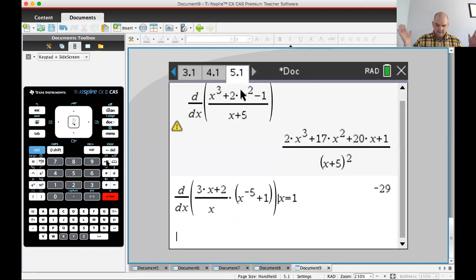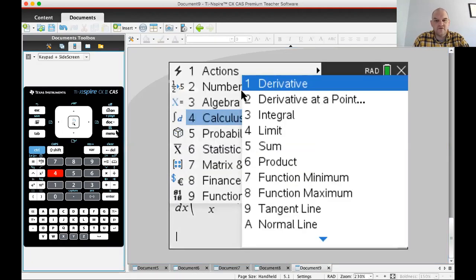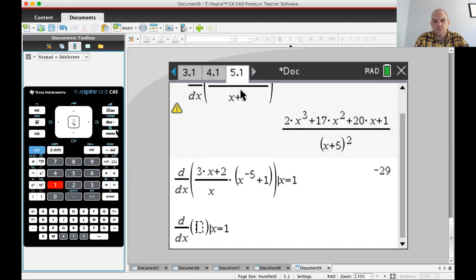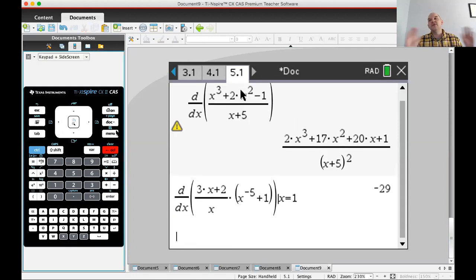X equals 1, negative 29. I probably should have done menu, 4, 2, then at 1, and then I just need to type in the thing, but I didn't store it, so this is actually a worse choice in this particular case since I already did it. If I hadn't already done it, that would have been the way to go. Whatever, regrets. All right, let's go back to the notes.